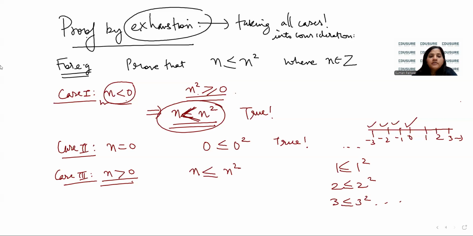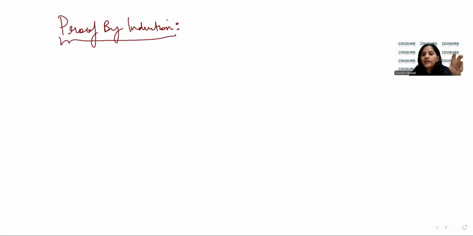Now, then we have something known as proof by induction. Okay. So what is proof by induction? Proof by induction generally works when we have to prove a general statement related to the set of natural numbers. For example, if we have to prove that 1 plus 2 plus 3 plus till n equals to n into n plus 1 by 2.